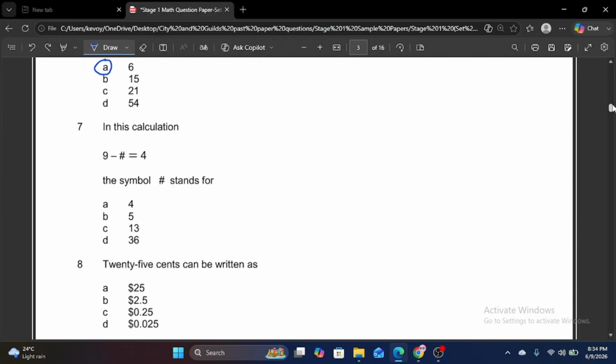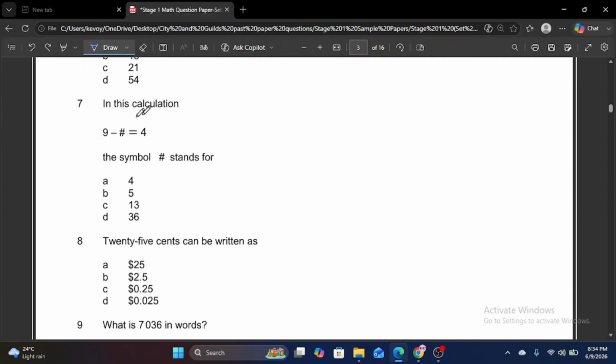Moving right along. In this calculation, 9 minus a number is equal to 4. That's pretty straightforward. If you take 5 from 9, you'll be left with 4.